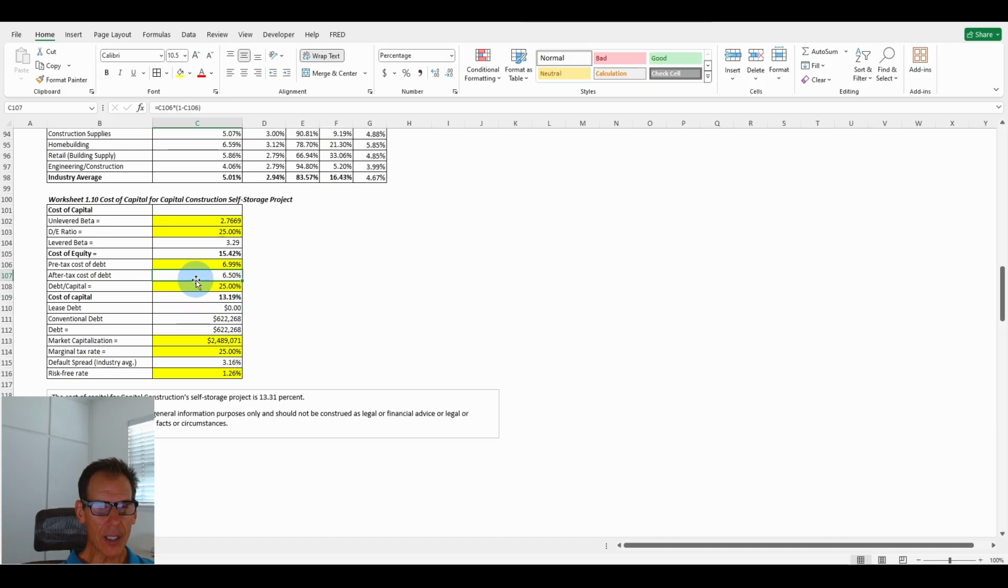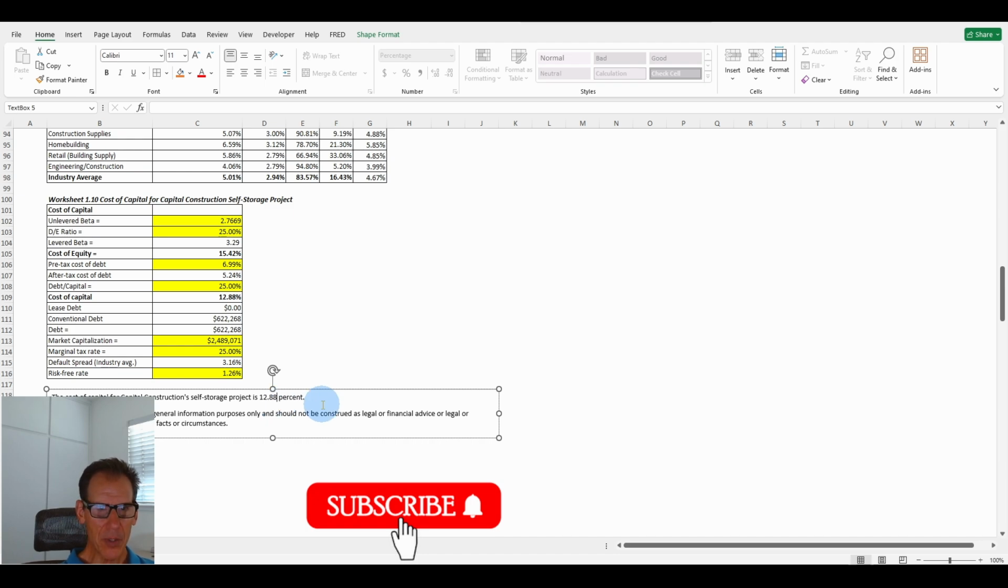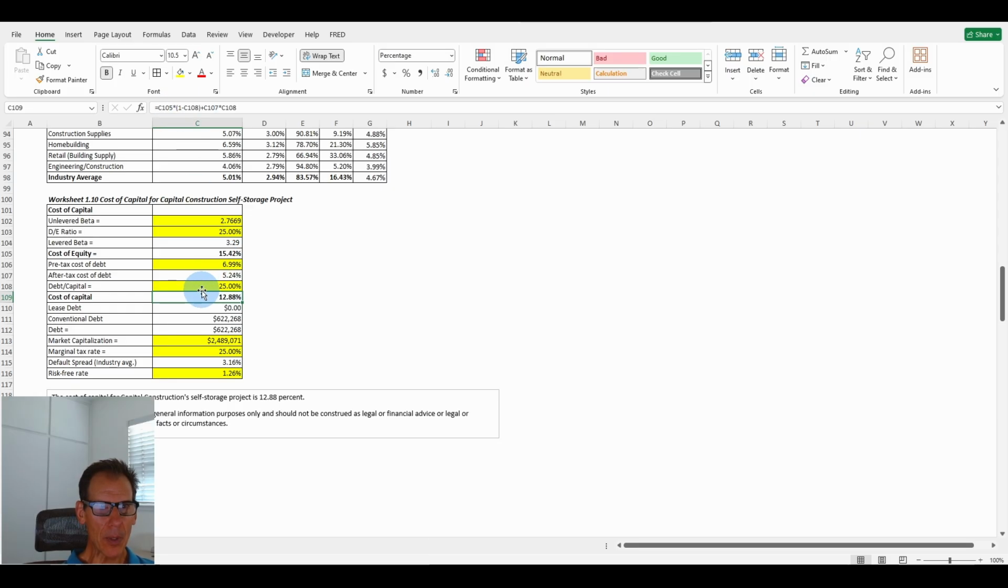Now our after-tax cost of debt should be C106 times 1 minus 0.25. We have 5.24. We have a cost of capital of 12.88%. And how do we do it? Well, we're going to take the cost of equity, C105, times 1 minus C108, which is your debt to capital. We're trying to find the equity portion of this deal, and it should be 75% because it's 1 minus 25%, right here, plus C107, which is our cost of debt.